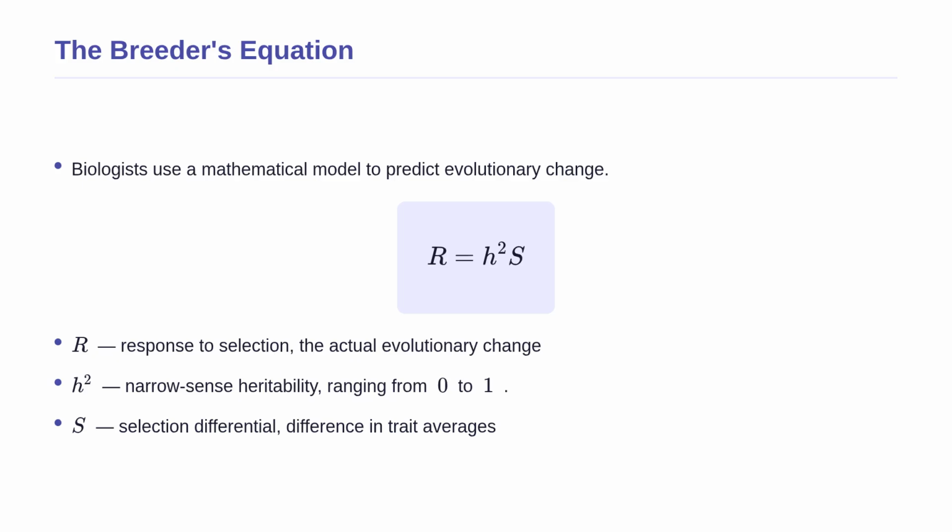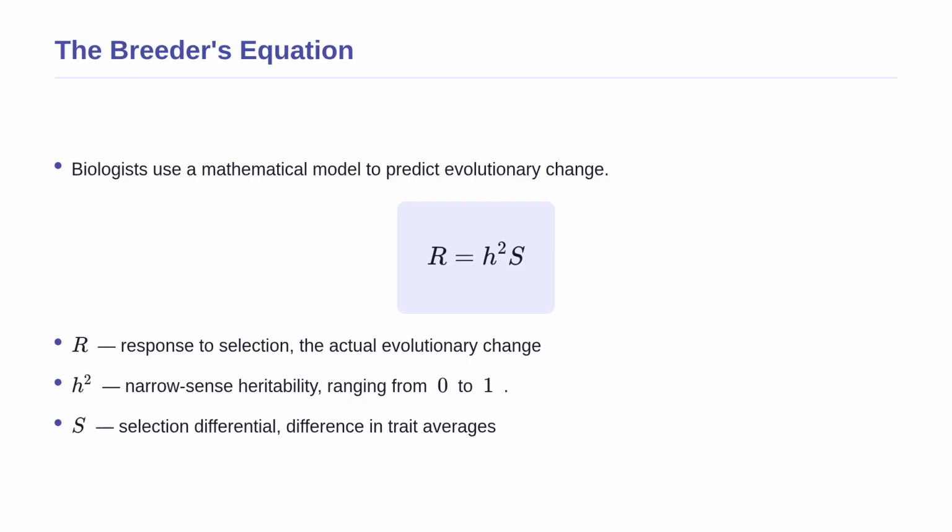Having seen the real-world impact of genetic variation, we now need a way to measure it mathematically. To truly understand how variation drives evolution, biologists use a powerful model known as the breeder's equation. The formula is R equals H squared times S. Let us break down these symbols.